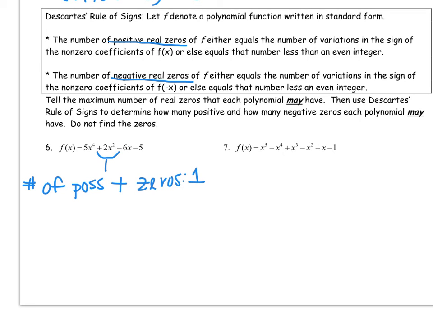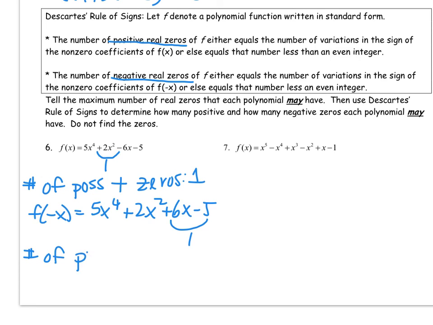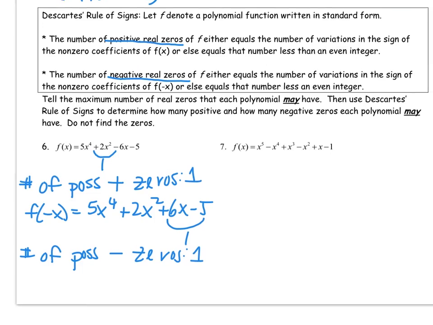Okay, now if I want to check for negative zeros, I actually find f of negative x. So I plug in a negative x everywhere, and I get 5x to the 4th plus 2x squared plus 6x minus 5. And if I go through and count the sign changes, again, I see only 1. So the number of possible negative zeros is 1 for this one. Okay? Alright, so that one wasn't super exciting because it was just 1 and 1.